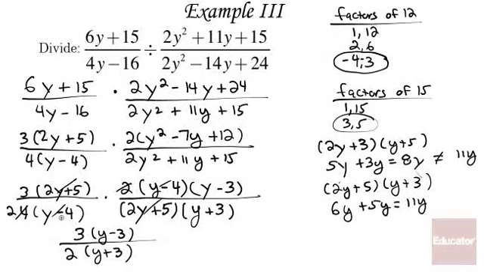So in order to divide, I had to invert this second expression, do quite a bit of factoring, got it down to this point, and then I simply had to cancel all these common factors and multiply.